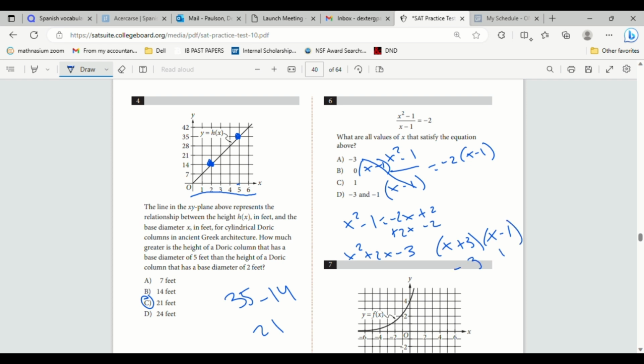But now we have to figure out if these are correct solutions by plugging them back in. So let's plug in negative 3. That's negative 3 squared minus 1 over negative 3 minus 1 equals negative 2. Well, negative 3 squared is 9, minus 1 is 8. So 9 minus 1 equals 8 over negative 4, which is negative 2. So it can't be B and it can't be C. And so the problem with choice D is that it says negative 3 and negative 1, but negative 1 is not a solution, so 6 is A.